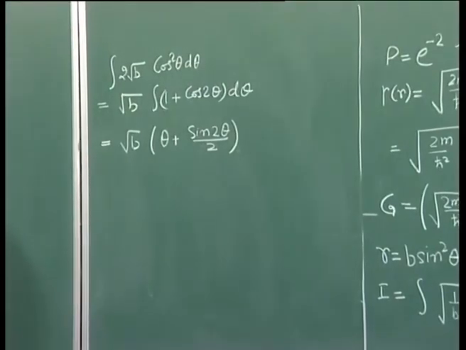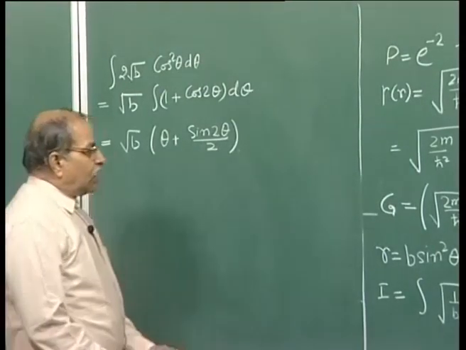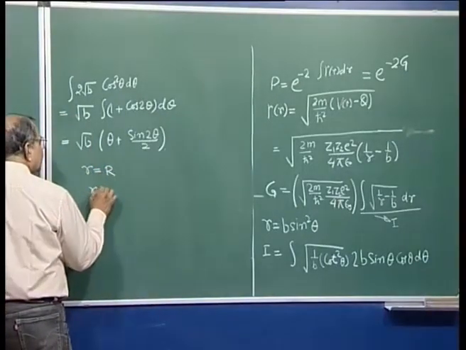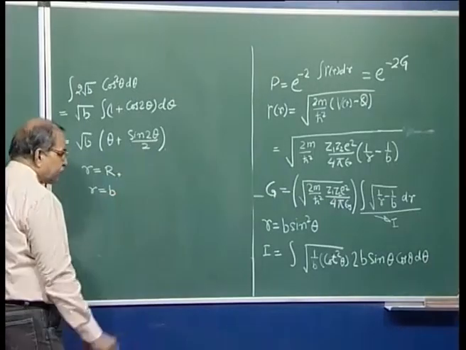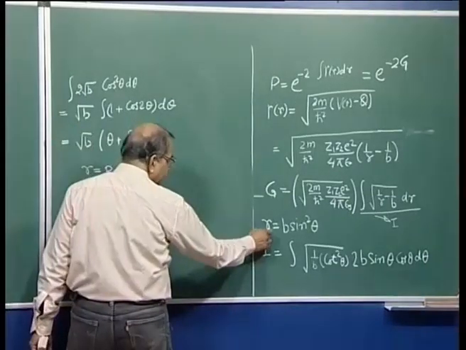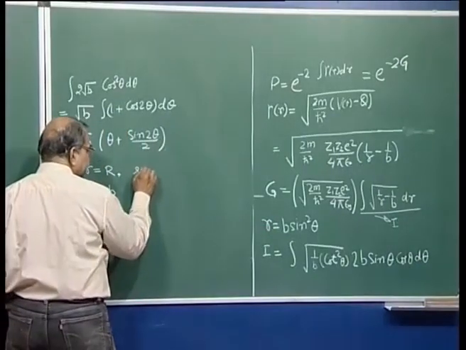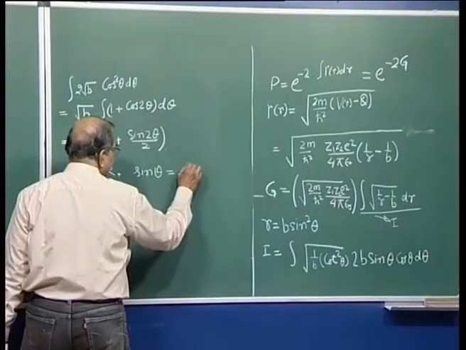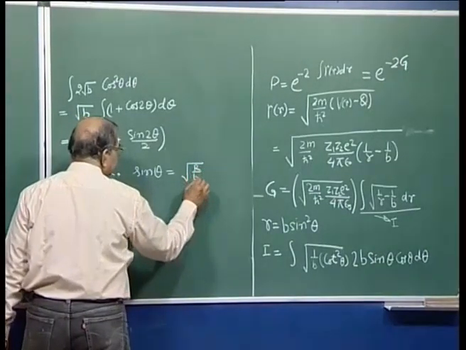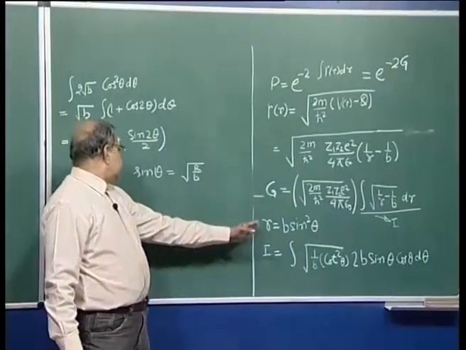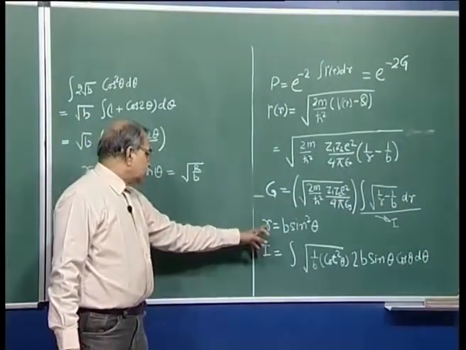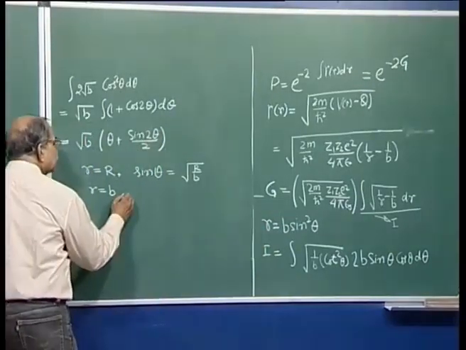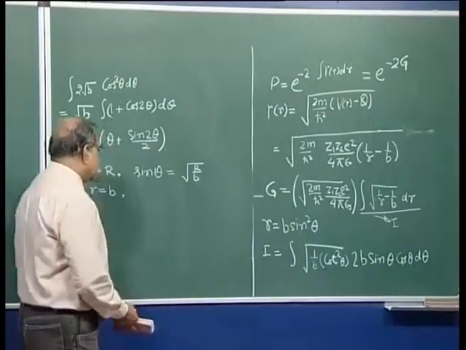So, what are the limits? The limits on r are capital R to b. When r is capital R, then sin theta is the square root of capital R by b. And when r is equal to b, then sin theta is 1. So, theta is pi by 2.